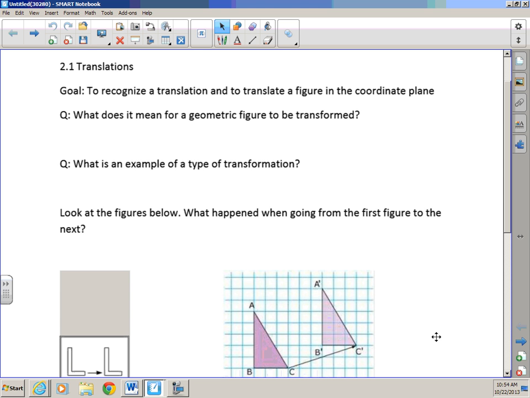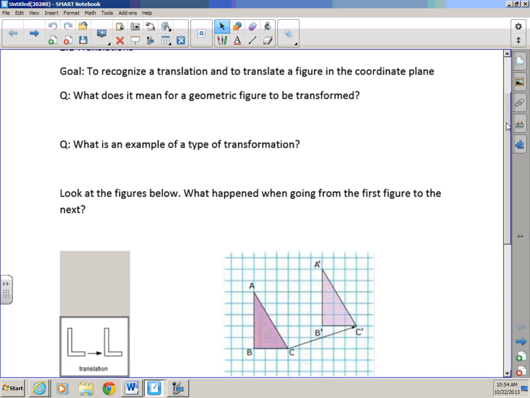Well, I can change it in a multitude of ways. I can make it bigger, I can make it smaller. I can move it. I can spin it around, I can flip it over. And we're going to go through in the coming lessons each of these types of transformations. However, if you look at today's goal, what we're specifically going to address is what's called a translation. And we're going to understand what a translation means, and we're going to understand how to translate a figure in the coordinate plane.